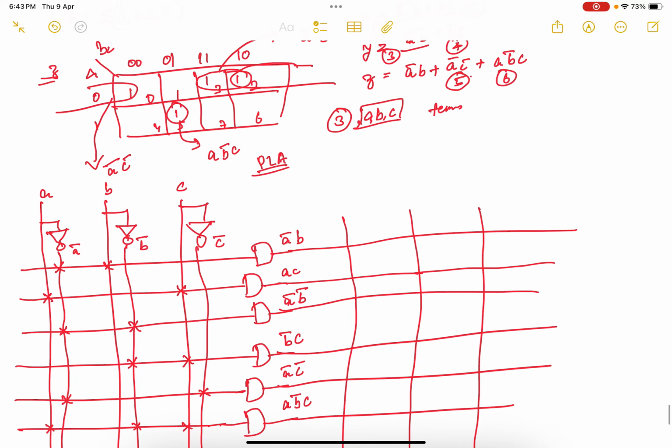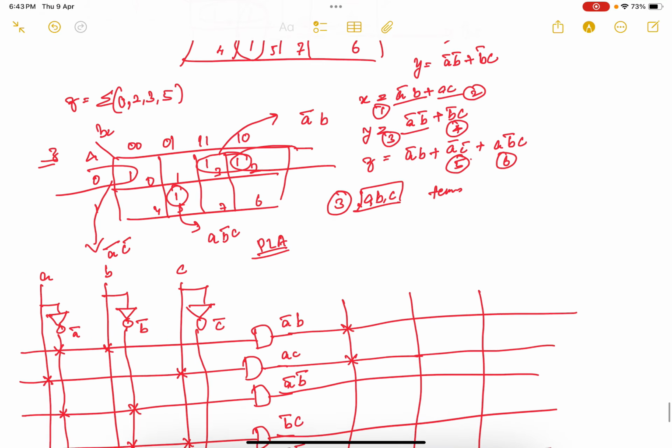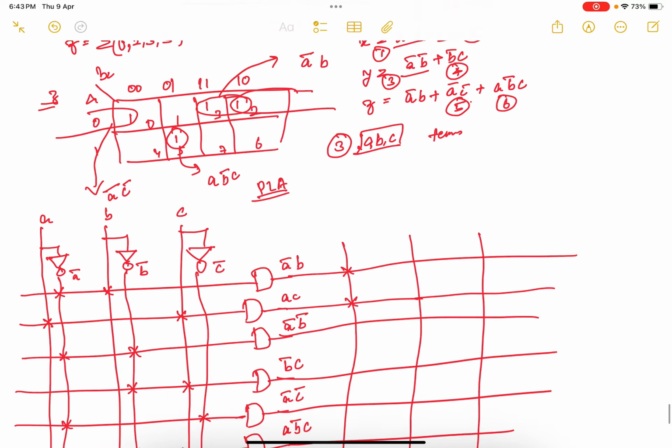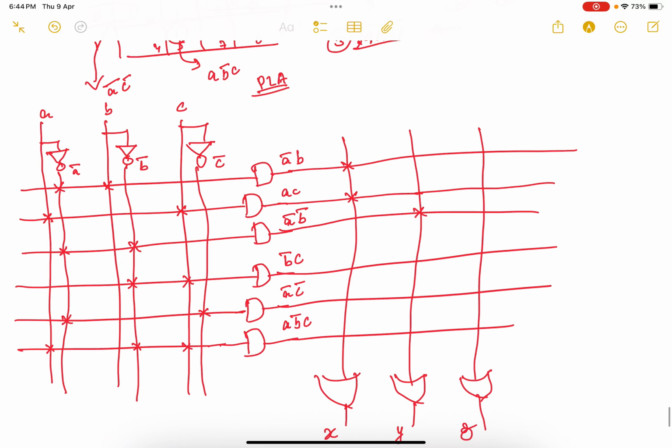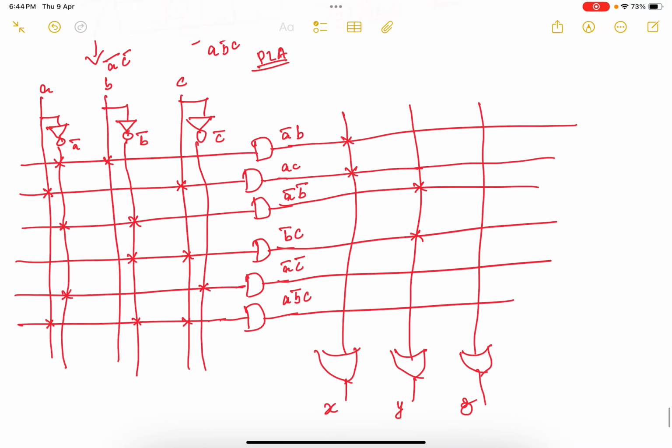So first one is what? First 2 terms, that is A bar B and AC. Second one is A bar B bar plus B bar C. And third one is what? A bar B, then A bar C plus A bar B. Clear? So now, based on the expression, I have designed this PLA.